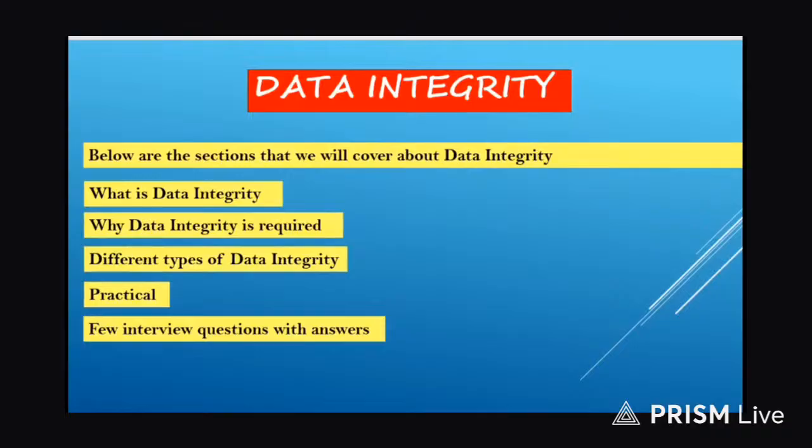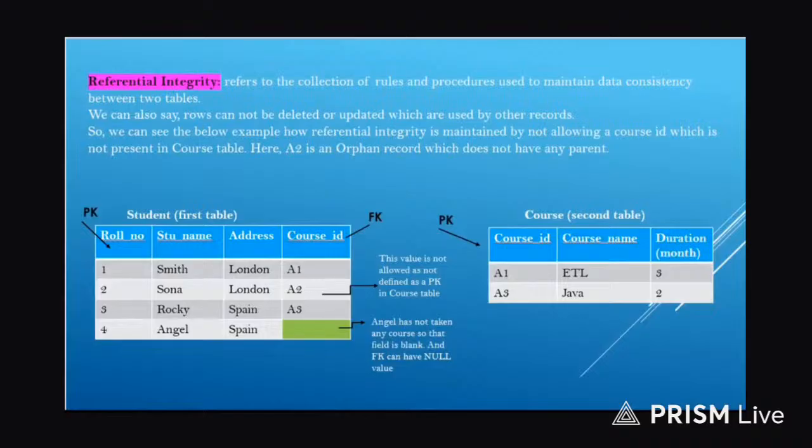In this session, we are going to cover referential integrity, domain integrity, and user defined integrity with practicals. Referential integrity refers to the collection of rules and procedures used to maintain data consistency between two tables. We can also say rows cannot be deleted or updated which are used by other records. Below is an example of how referential integrity is maintained by not allowing a course ID which is not present in the course table.